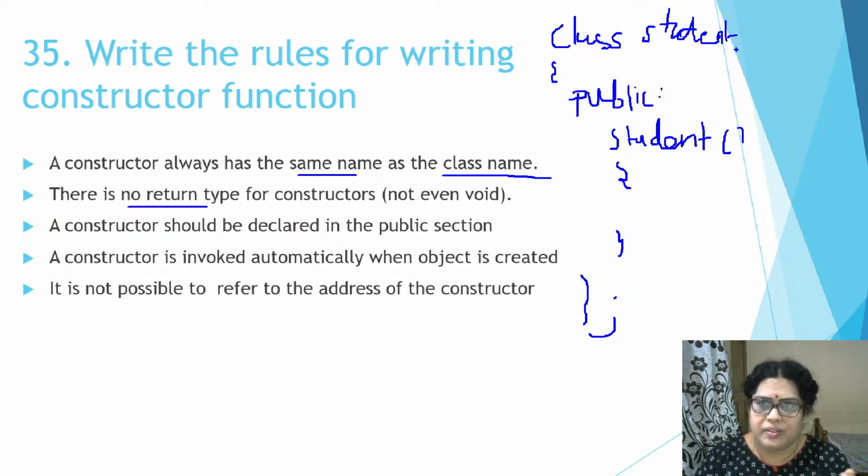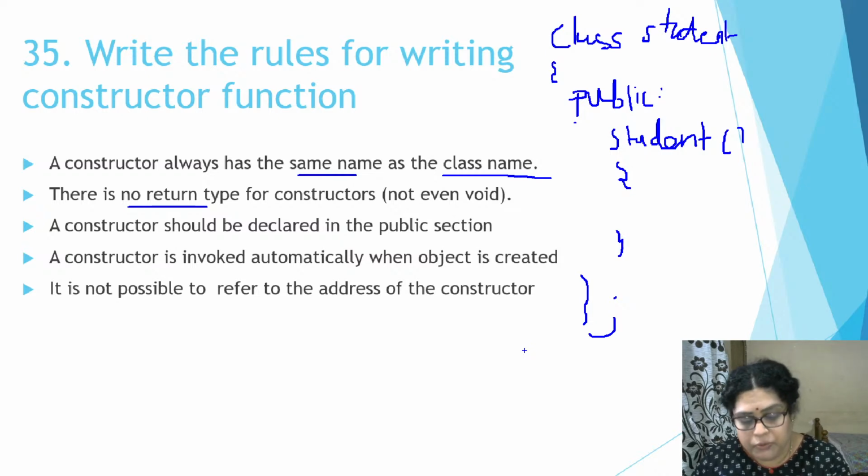A constructor always has the same name as the class name. You can see here this is a function, so it has 2 parentheses. There is no return type for constructors, not even void. A constructor should be declared in the public section. That's the reason I have written the constructor here. A constructor is invoked automatically when the object is created. That means in void main, when I say student S, this constructor is called by itself, and it is not possible to refer to the address of the constructor. So these 5 points you need to remember for getting 5 marks.